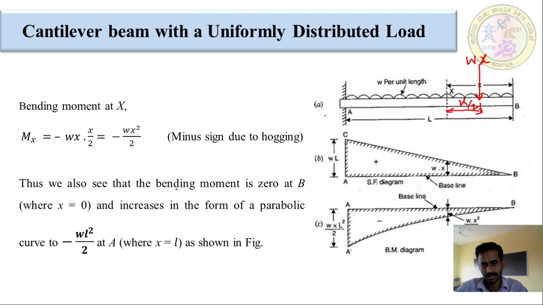You can see that the bending moment is 0 at B, because the x value is 0. When you substitute the x value as 0, you will get the bending moment as 0 at point B, and it increases in the form of a parabolic curve to minus WL square by 2. When you are calculating the bending moment at A, you have to substitute x is equal to L. So minus WL square by 2 is the bending moment at A, or at the fixed end.